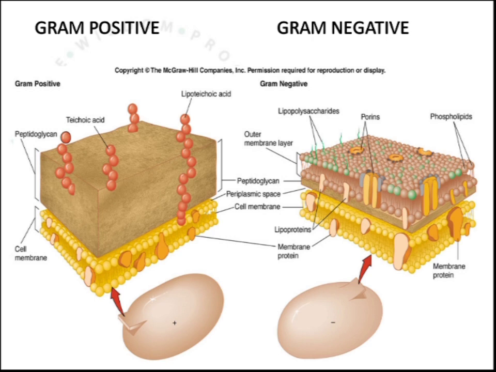So this is the basic structure of the gram-positive and gram-negative cell wall. Here a thick peptidoglycan layer is there. Here a thin peptidoglycan layer and an outer membrane is there. And the outer membrane is more porous due to the presence of porin proteins.